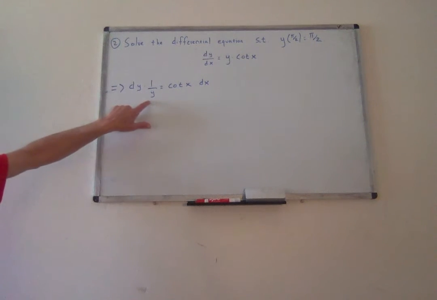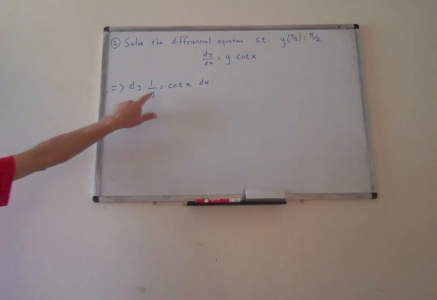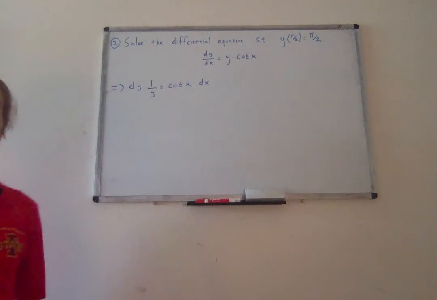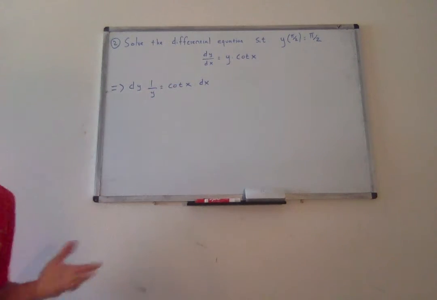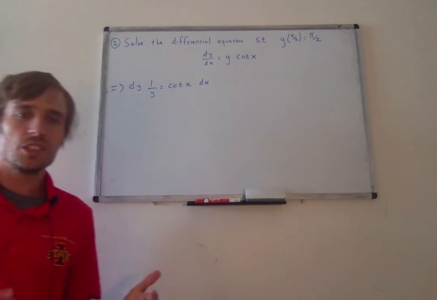Because I can just flip this y over to the left, and I can swap the dx over to the right there, and I've separated the variables. So here, this is just separable.